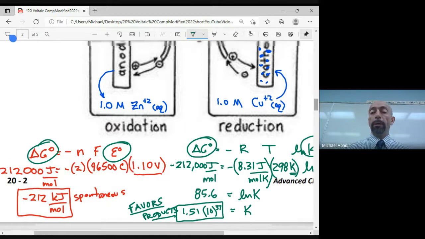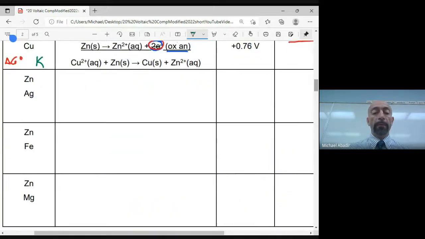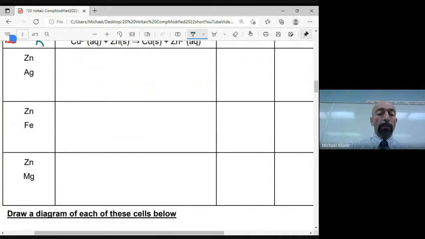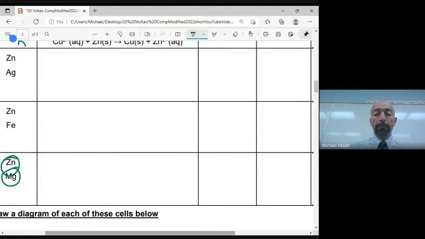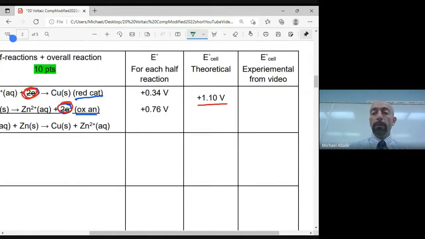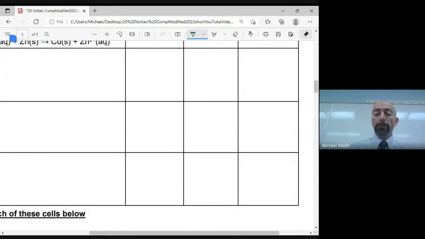And just a quick reminder that on that video, the guy should have switched these electrodes on the left and the right in the video. So the experimental voltage was negative, but that's because he did it backwards. So your answer here should be a positive number. What it should be is a positive number, but because he switched it, it came out to be a negative number. All right, try to pause this here.